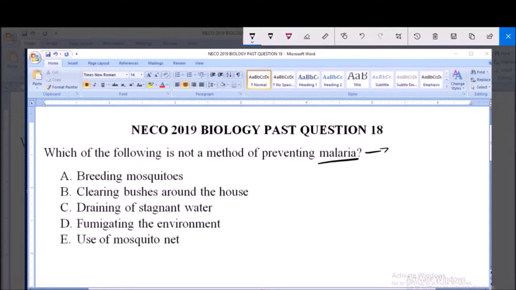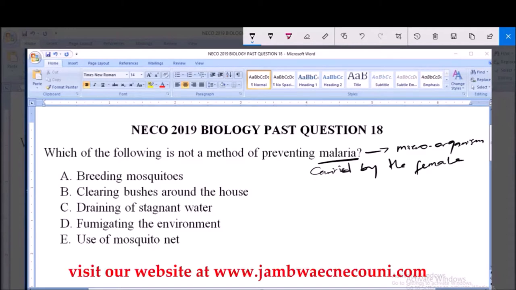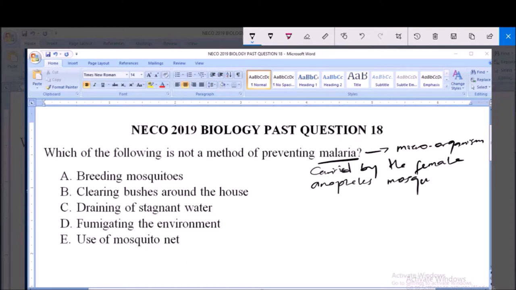is actually caused by a microorganism carried by the female Anopheles mosquito. And this microorganism is known as the Plasmodium. So Plasmodium is a microorganism carried by this mosquito, which causes malaria.